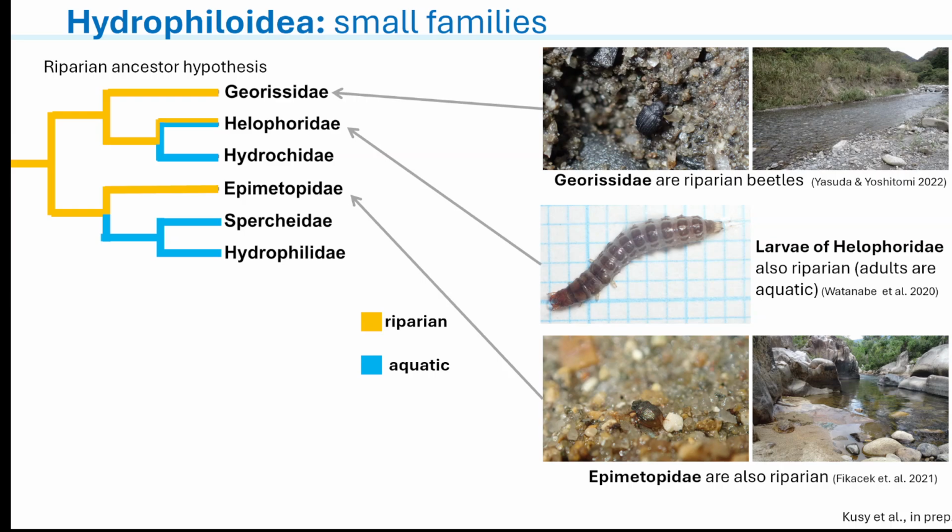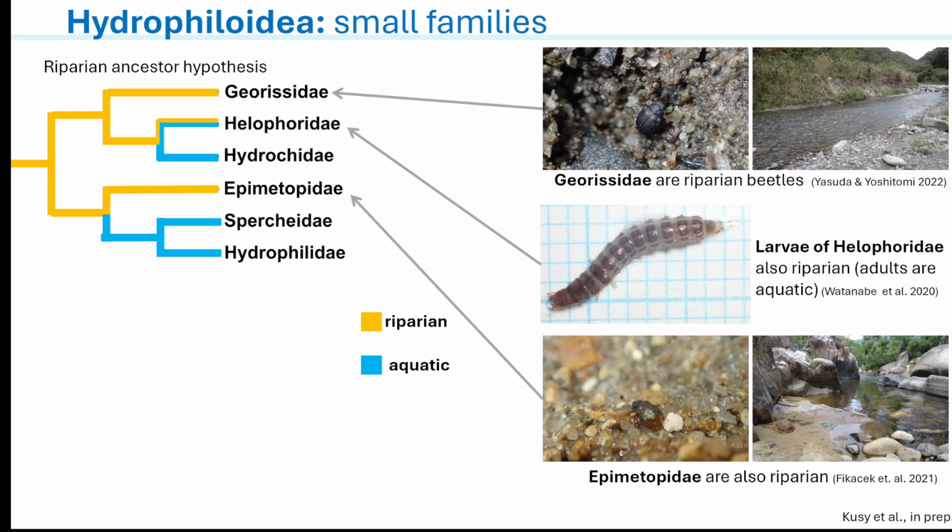So based on that, we can propose a new hypothesis on how the evolution of this group worked. It is quite probable, based on the ancestral analysis we made, that the ancestor of hydrophiloids was a riparian species. That would explain many things. For example, it would explain why we cannot find older fossils, because naturally riparian habitats are not very suitable for fossilization. It would also mean they colonized aquatic habitats twice: once in Spercheidae and Hydrophilidae, and once in Hydrochidae and Helophorids.